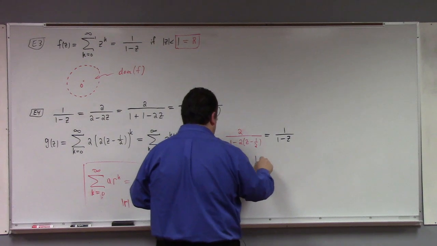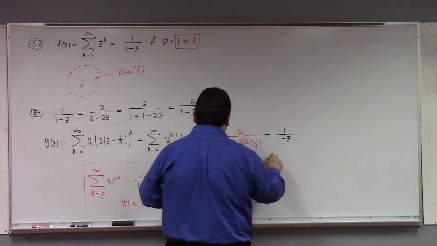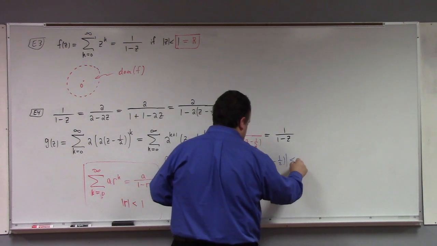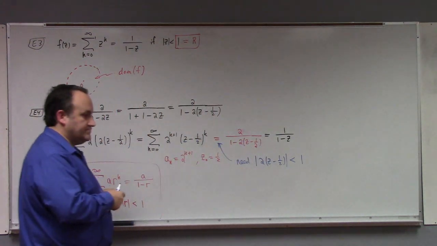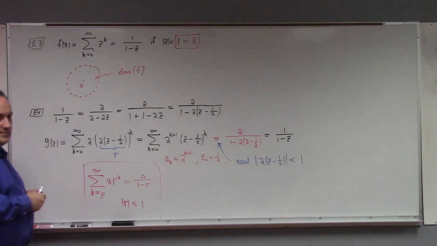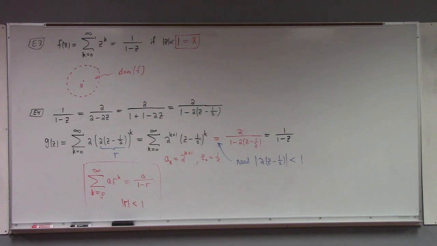We need that the modulus of 2 times z minus 1/2 has to be less than 1. See, because going back, that was the r for the geometric series, right? So I don't need any kind of fancy schmancy convergence test to figure out the radius of convergence for a geometric series. I use the geometric series result. I just have to understand what is the ratio of the series, and from that I can directly read off what the radius of convergence is.